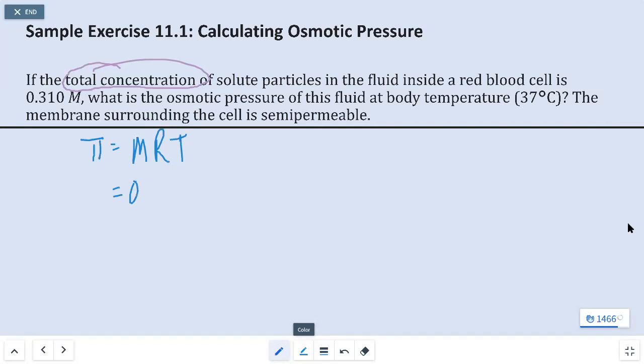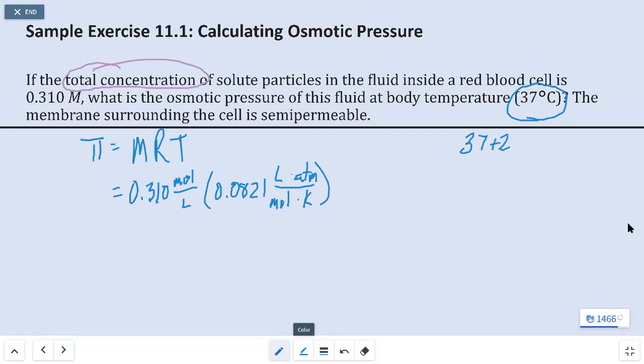Our molarity is 0.310 molar. We haven't been given a value of R or a pressure, so let's use 0.0821 liter atmospheres per mole Kelvin. 37 Celsius, remember we have to convert that to Kelvin. 37 plus 273 is 310 Kelvin.